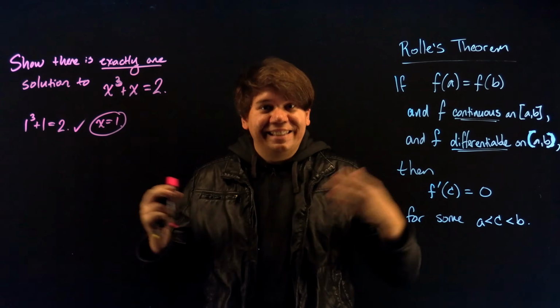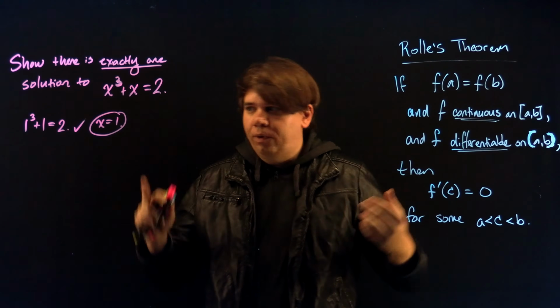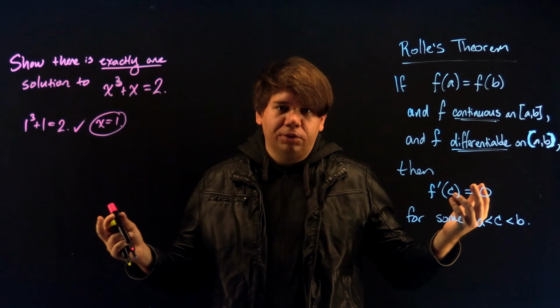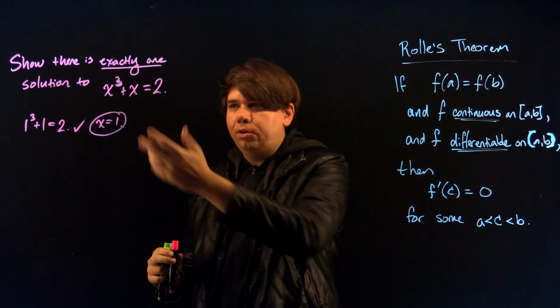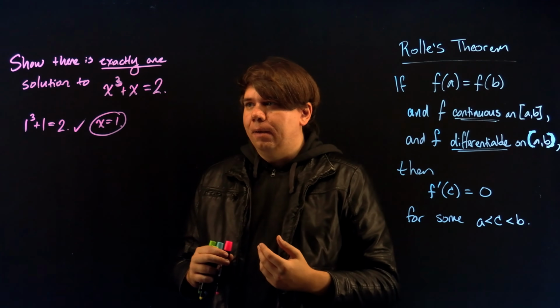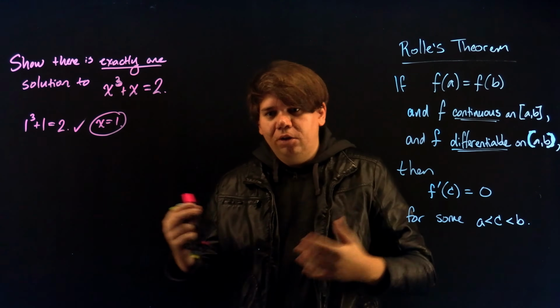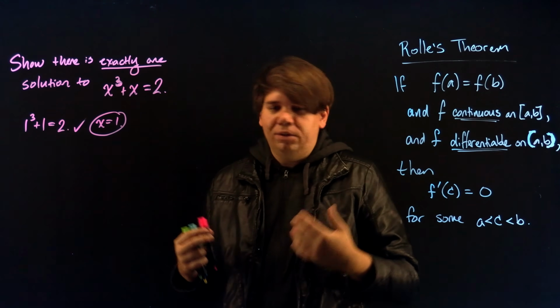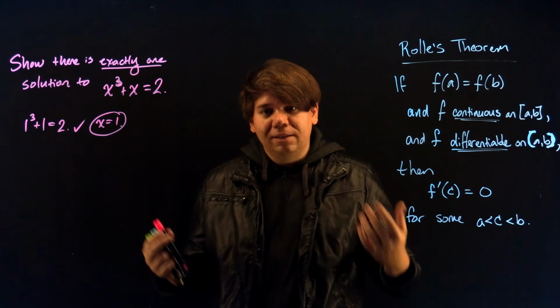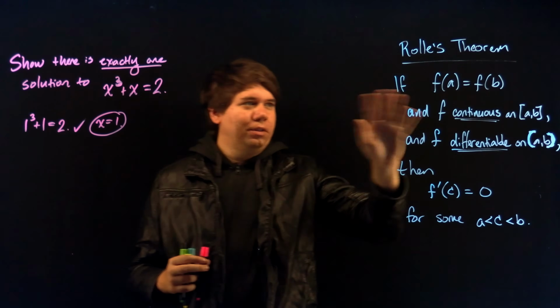That is, that there's not a second solution. We found one. How do we know there's no other solution? You might try and plug in 2. That's not going to work. It's too big. Maybe try -1. Well, no, that's not going to work. You can try to reason through this, but how do we know there's exactly one solution? There can't be a second solution. Well, Rolle's theorem can help us here.